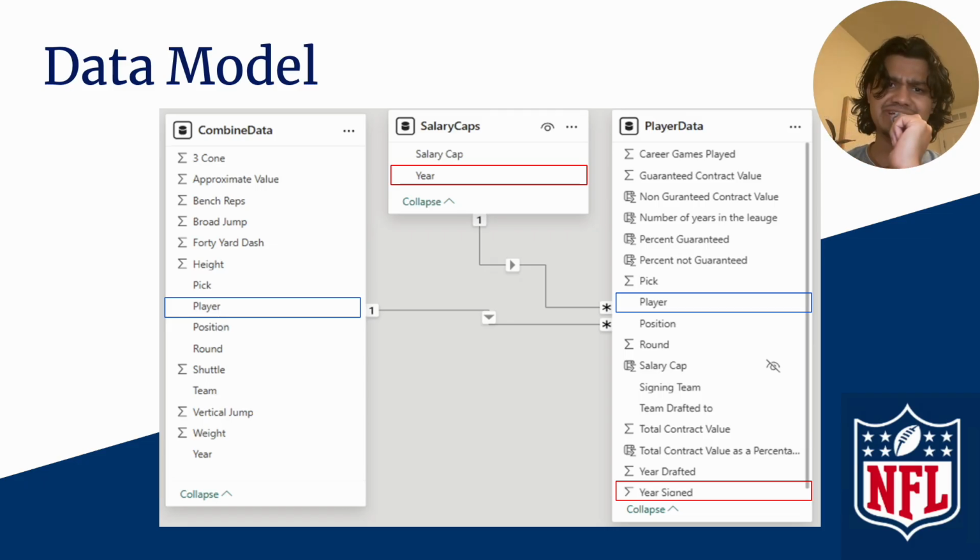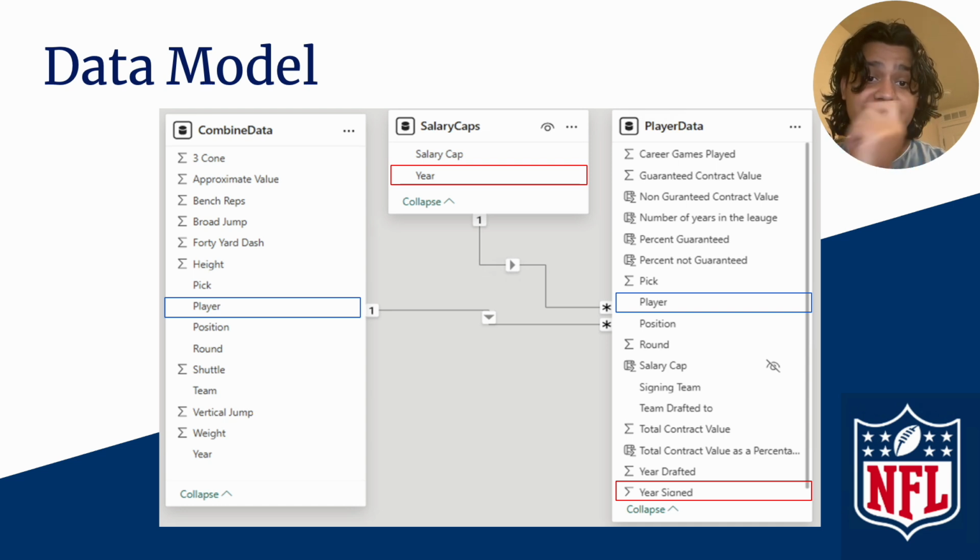All right, so before we dive into the results, here's how we organized all the data behind the scenes. And here's a quick look at the data models we used for our project. We brought together three main tables that you can see here: combined data, salary caps, and player data. The combined data table includes players' physical and athletic measures. In this case, we're looking at 40 dash time, vertical jumps, and other combine results that the NFL looks at when players get drafted, right?